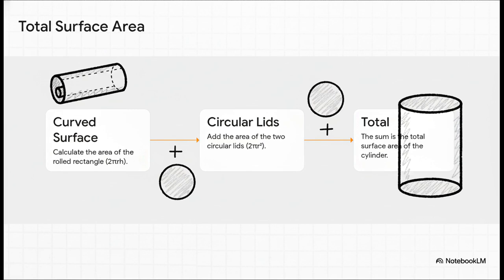You've got the area of that rectangle that makes the curvy body. Then all you need to do is add the area of the 2 circular lids, one for the top and one for the bottom. Body plus lids, that gives you the total.